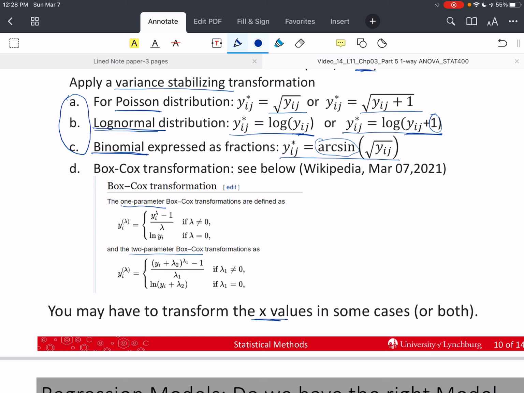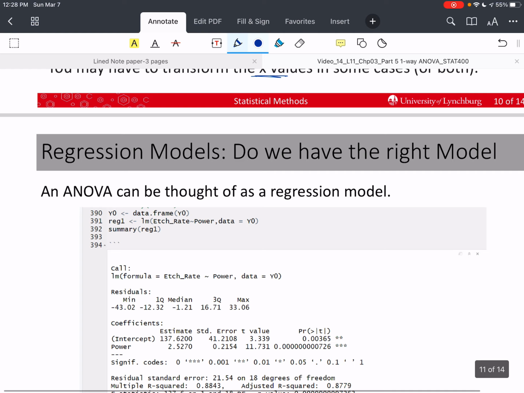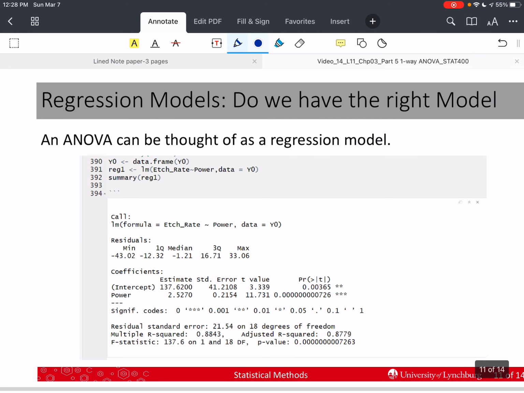So it makes some of the explanations to others extremely complicated and very difficult to understand in some cases. So we want to avoid transforming the variables as much as possible. Okay. So we want to know if we have the right model. What do we do there?